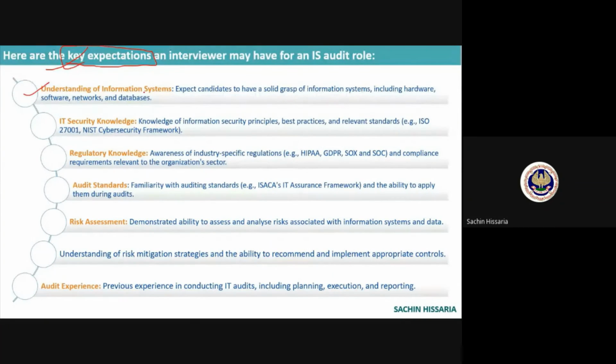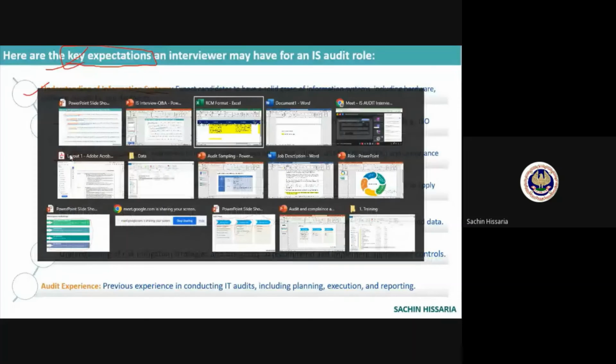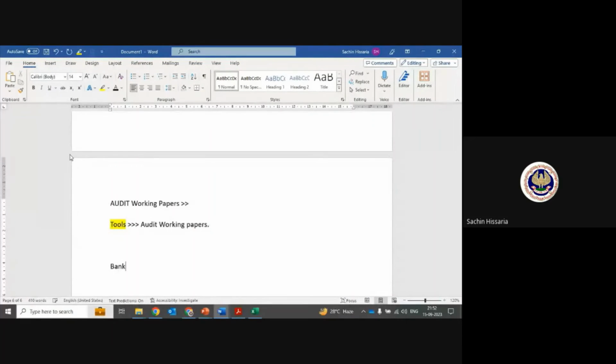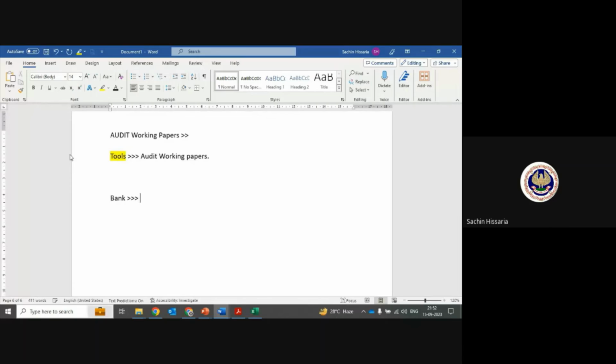So first is the understanding of information system. You should have a deep understanding of information system. You should have knowledge about IT security standards like ISO, NIST security framework. You should know the applicable regulatory knowledge. Now for this point I will tell you. Suppose you are applying for a bank, then before applying for that job, you should know how many regulatory requirements are applicable to the banks, because they may ask you what are the applicable requirements from an information system audit perspective. So please be ready for the same.